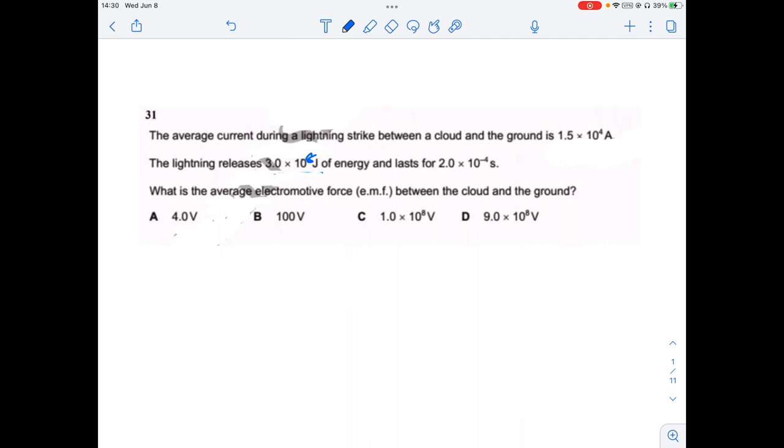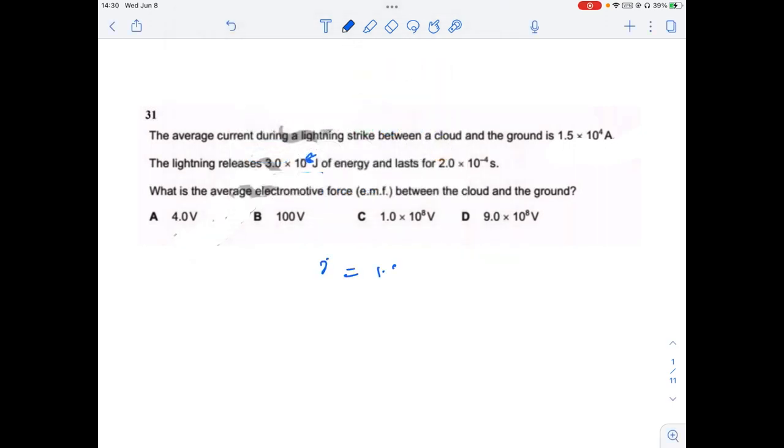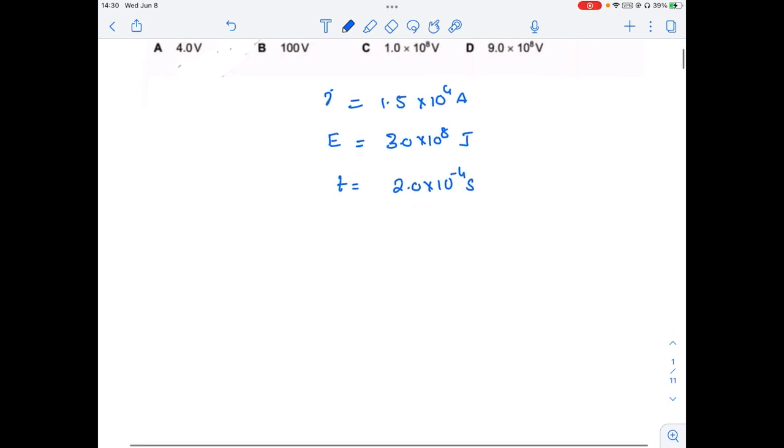Question number 31. The average current during the lightning strike between the cloud and the ground is 1.5 times 10 to the power of 4 amperes. The energy is given as 3.0 times 10 to the power of 8 joules. That lasts for a time equal to 2.0 times 10 to the power of minus 4 seconds. What is he asking? What is the electromotive force?